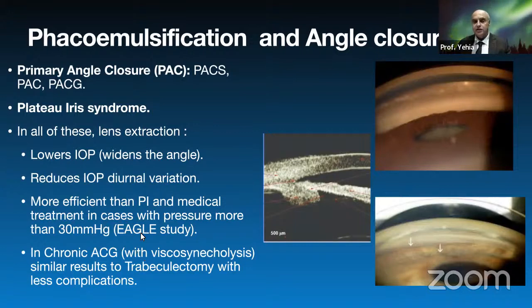And the EAGLE study has shifted a lot of people to doing lens surgery as a primary procedure for angle closure glaucoma, primary angle closure glaucoma, and acute angle closure glaucoma, rather than peripheral iridectomy. It was done and recommended in patients with pressure more than 30 millimeters of mercury, but in general, the attitude now is shifting toward lens extraction in such cases. And in chronic angle closure glaucoma, we can add to the phacoemulsification other maneuvers such as viscosynechialysis or even trabeculotomy or GATT, as we're going to see.